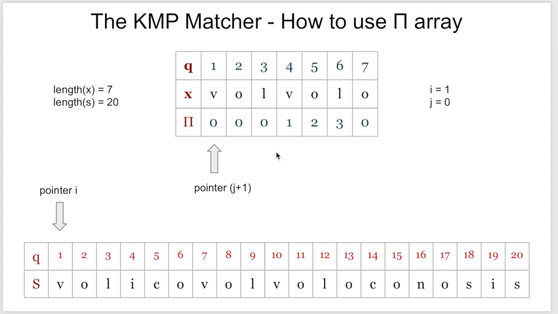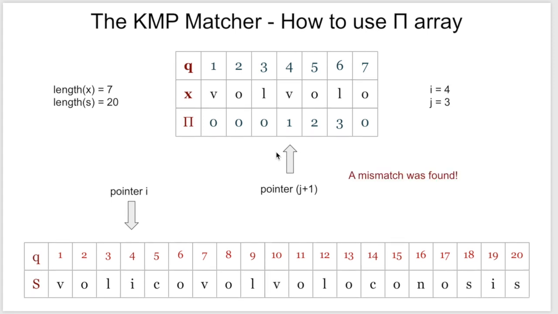Whenever I see such a match, I would like to increment both i and j. Once again, I see a match at index 2, 2, hence I'll increment. I see a match at index 3, 3, once again I'll increment. But at this point, at index 4, 4, I see that a mismatch was found. The j plus 1 is pointing to a character V, and the i pointer is pointing to a character I.